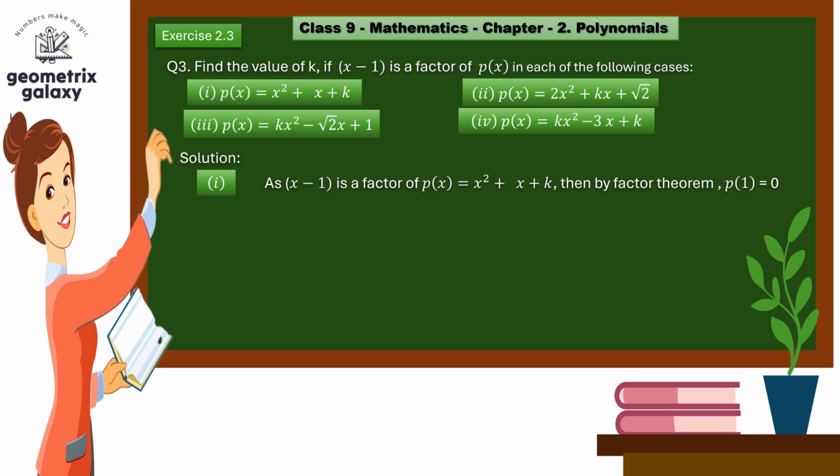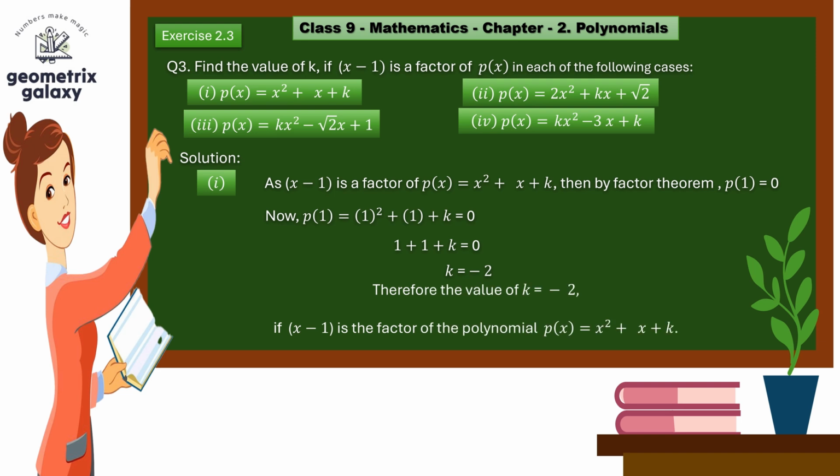In the first one, if x minus 1 is a factor of p of x is equal to x square plus x plus k, then p of 1 is equal to 0 by factor theorem. So we are going to find what is p of 1 for subdivision 1. p of 1 is equal to 1 square plus 1 plus k is equal to 0. 1 square is 1, then plus 1 plus k, that is 2 plus k is equal to 0, which means k is equal to minus 2. Therefore, the value of k is minus 2 if x minus 1 is the factor of the polynomial p of x is equal to x square plus x plus k.